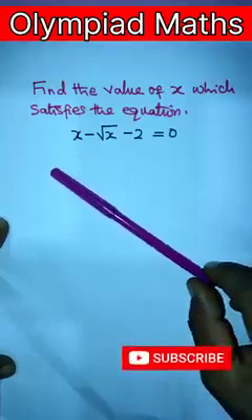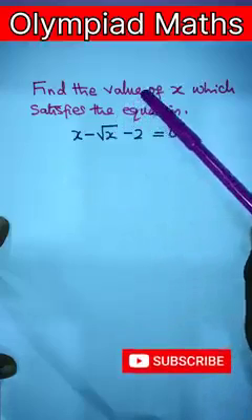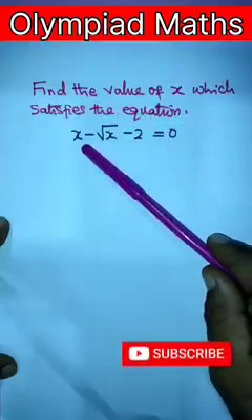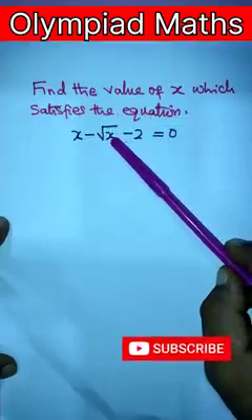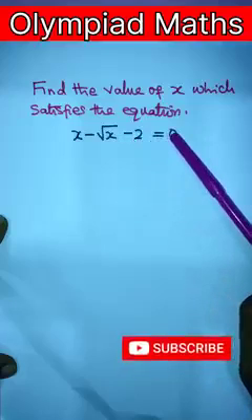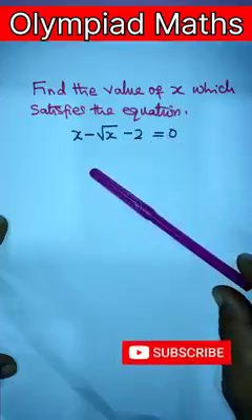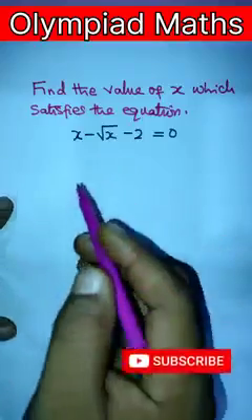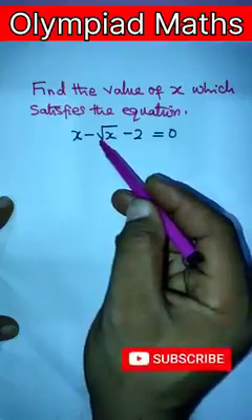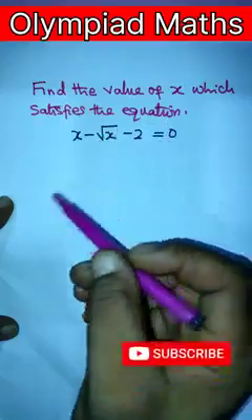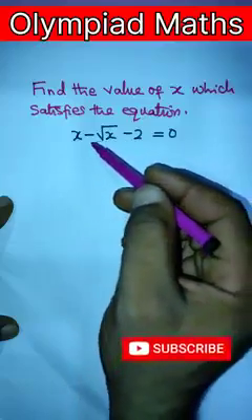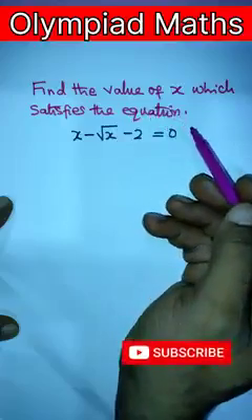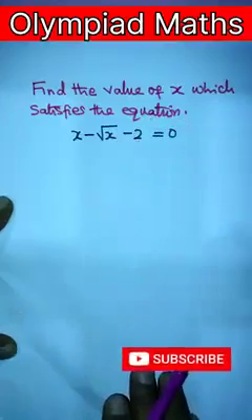Today, we have this question that says we should find the value of x which satisfies the equation x minus square root of x minus 2 equals 0. To solve this problem, let us move square root of x from the left hand side to the right hand side of this equation. And remember, this is a negative sign. When it moves across the equality sign to this other side, it changes to positive.